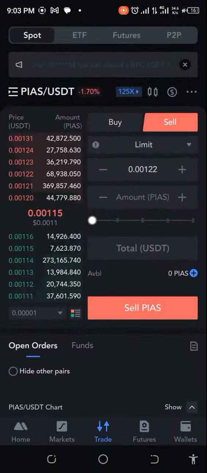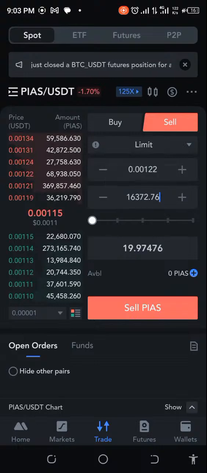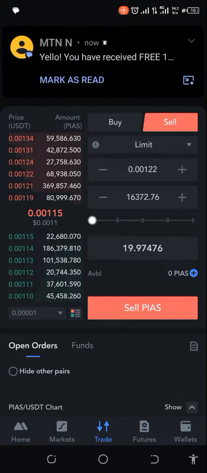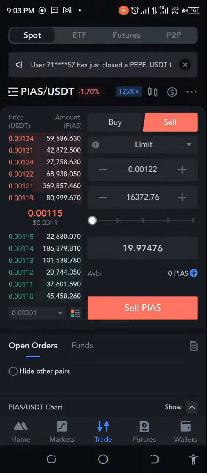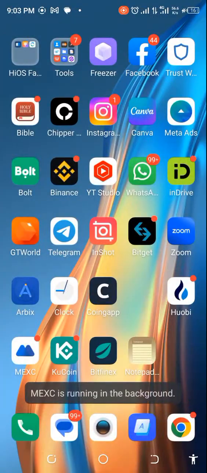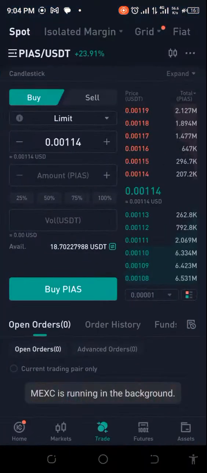So let's go ahead and check what this is looking like, okay? And then, wow, this is 19.97. This is looking like a good one. Yeah. So let's go ahead and just quickly check on the different parameters for sending. How much is it to send?